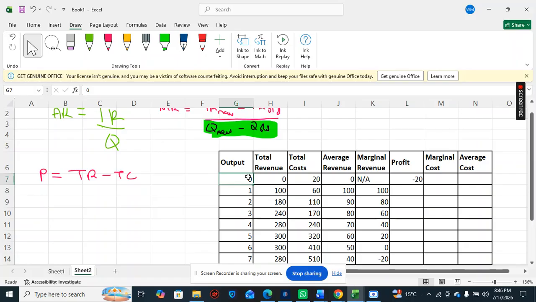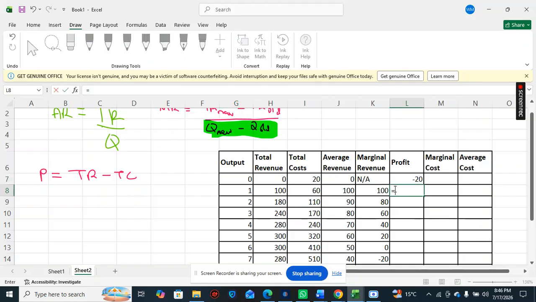So if they ask us for the fixed cost specifically, you just know the fixed cost is 20 kwacha because it's being incurred when output is zero. Sometimes examiners use that trick. They want to tell you what the fixed cost in the question is, but for you to determine it, look at the cost that is incurred when output is zero.